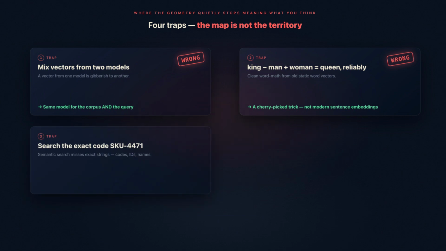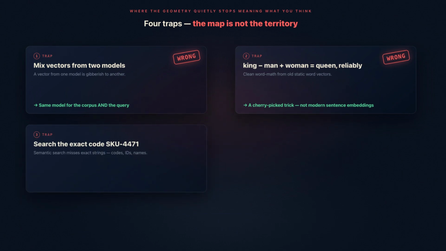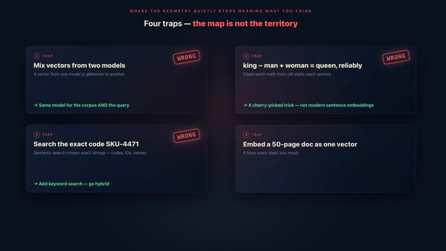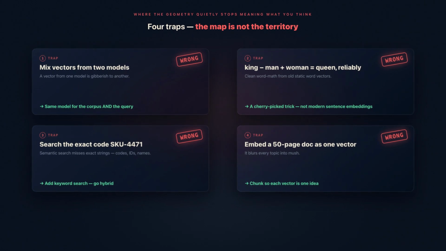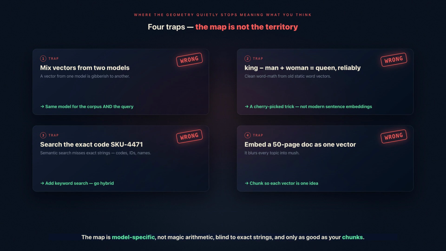Three. Semantic search misses exact strings, a product code, an error ID, a name. So blend in keyword search, that's hybrid. Four. What you embed is what you can retrieve. Embed a 50-page document as one vector and it blurs every topic into mush. Size your chunks to one idea. Respect those four and the geometry stays honest.